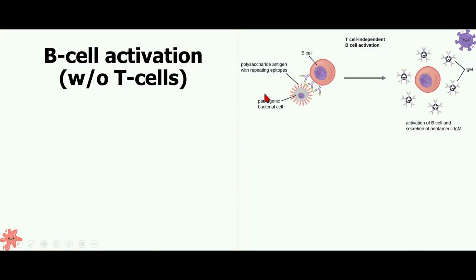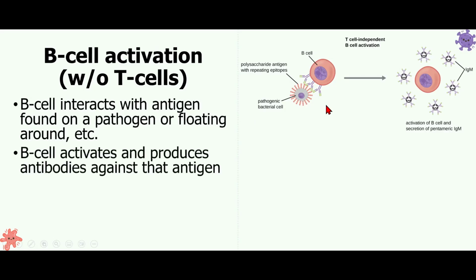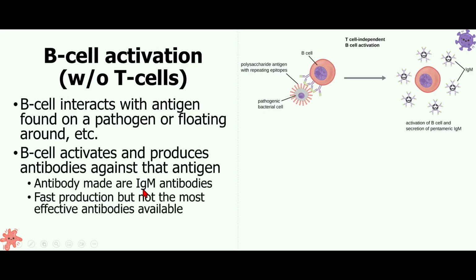Now let's go over the B cells and how they're activated. So B cells are activated two ways. One is without the help of a T cell. A B cell can interact with an antigen using its B cell receptor, and the antigen can be on the actual bacteria or virus or just floating around, doesn't really matter. Basically the B cell gets activated and starts to produce these antibodies. And that's it. The antibodies that are produced, by the way, are called IgM antibodies. That is really important because IgM antibodies are very fast in their production, but they're not the most effective.